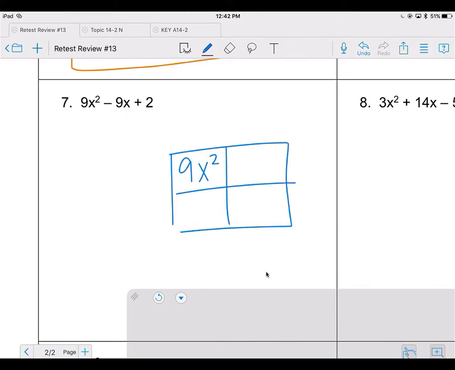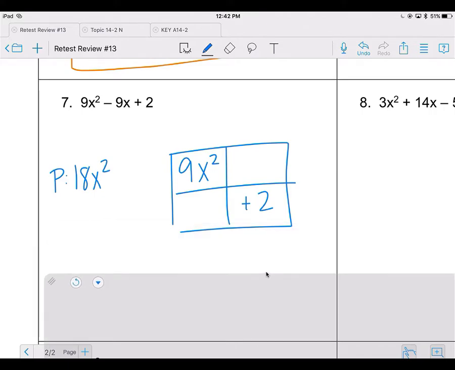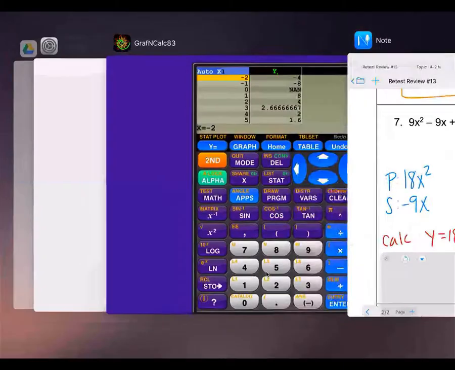So 9x squared and a positive 2 multiply for my product of 18x squared. My sum is negative 9x. So in the calculator, I put the product, 18 divided by x, into my calculator.